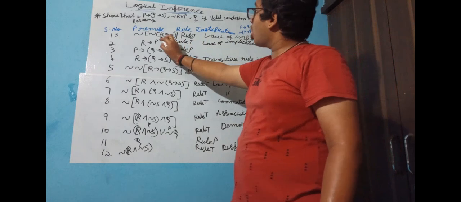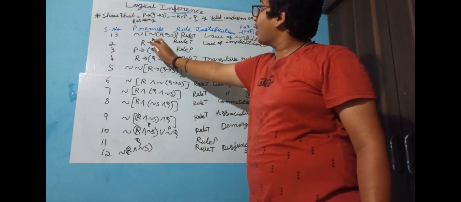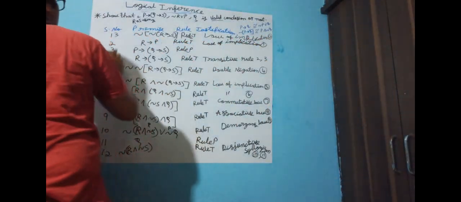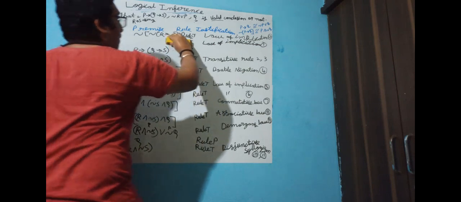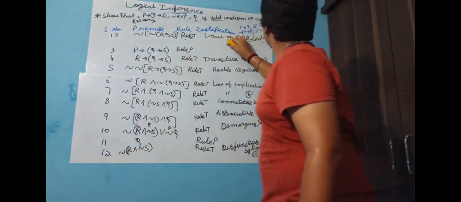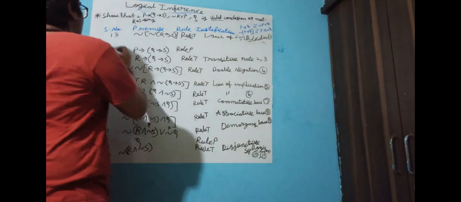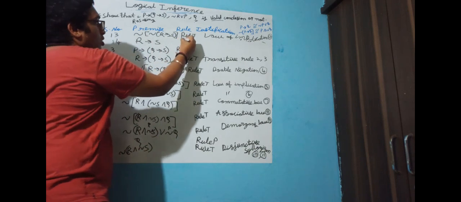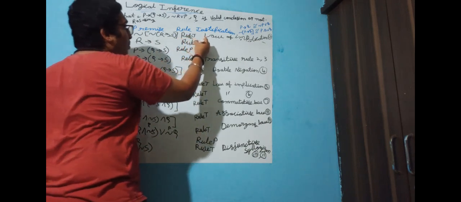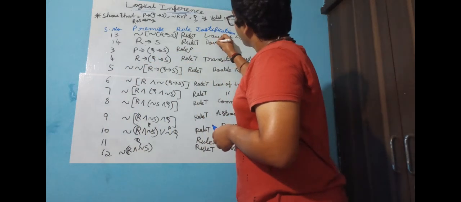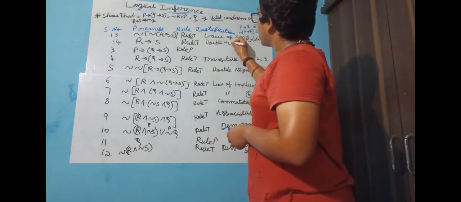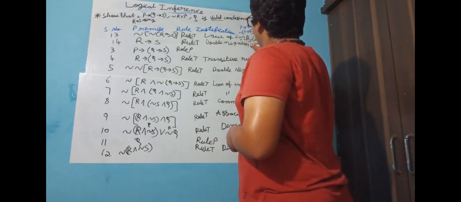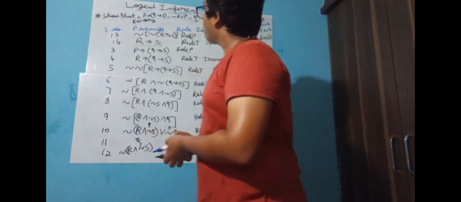But still our answer is not completed. Here double negation. By double negation it becomes R implication S, and hence this becomes valid. The 14th step becomes simply R implication S. Rule T by the double negation concept, double negation of step 13.